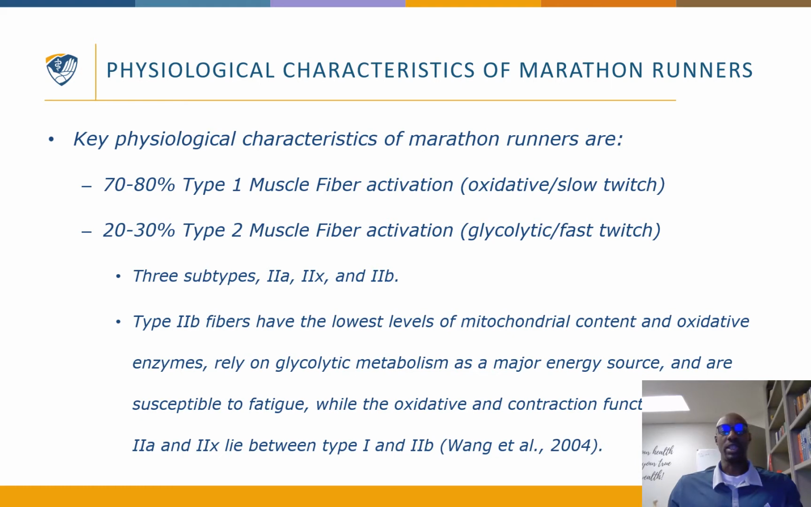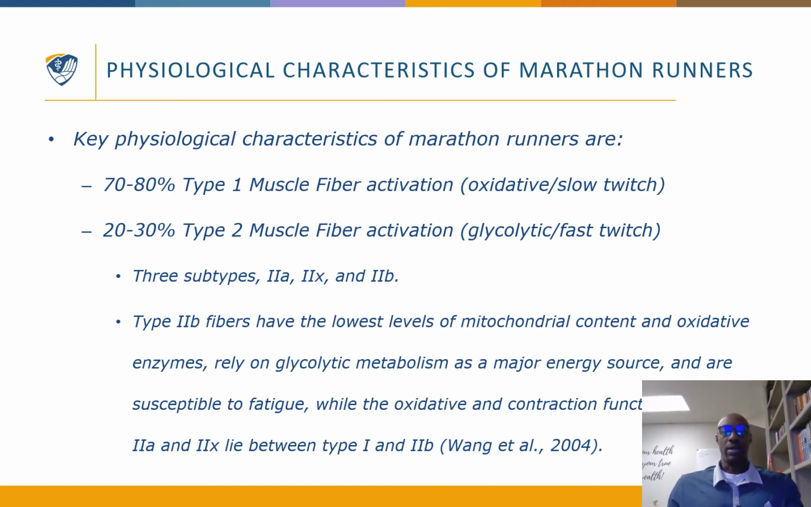The submaximal velocity has several key indications to perform during the running bout. When you look at the percentage of muscle fibers used at that submaximal rate, 70 to 80% are type 1 muscle fibers, your slow-twitch or oxidative muscle fibers. 20 to 30% are type 2 muscle fibers, which are your highly glycolytic or fast-twitch muscle fibers.